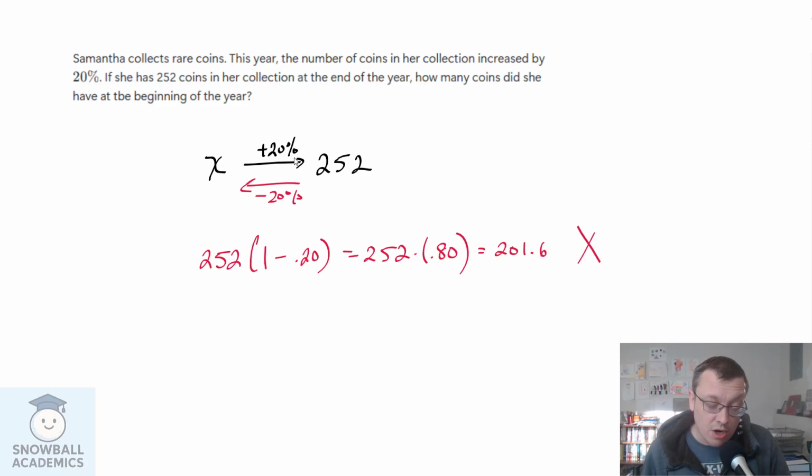And unfortunately, this is wrong because we're not allowed to do this, even though it seems like we should be able to take off 20% from 252 to get back to where we started. Percents don't work like that. And in a future video, I'll walk through in some more detail why this doesn't work, why it seems like it should and why it doesn't. But let's actually solve this the real way.